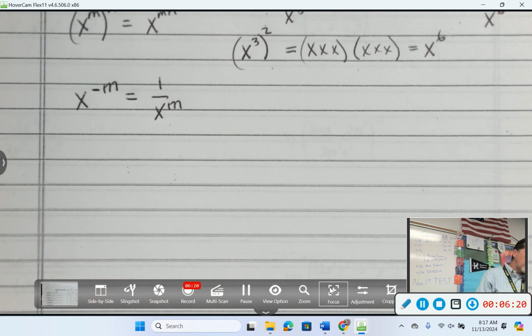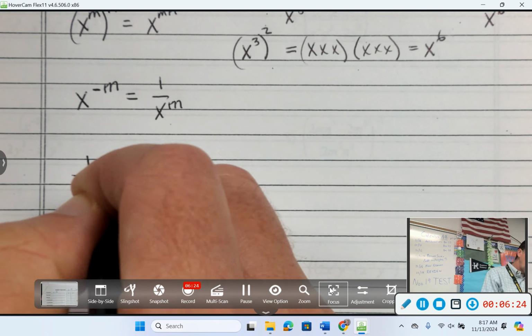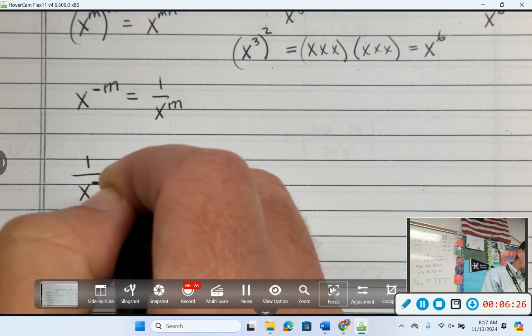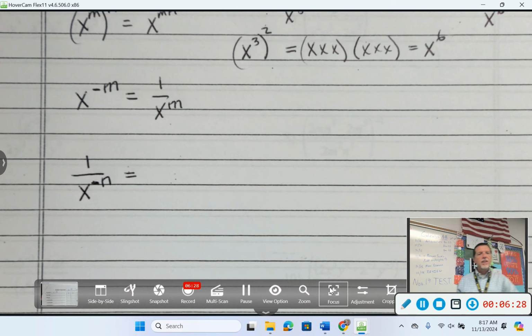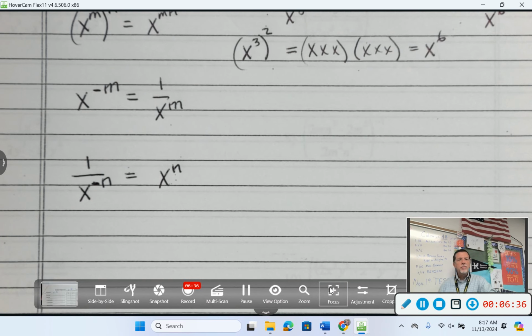Rather than saying it sends it to the bottom, because what if you had 1 over x to the negative n? It would be 1 over, but an easier way to say that would just be x to the n. So a negative exponent flips it to the other side. That's the easier way to say that.